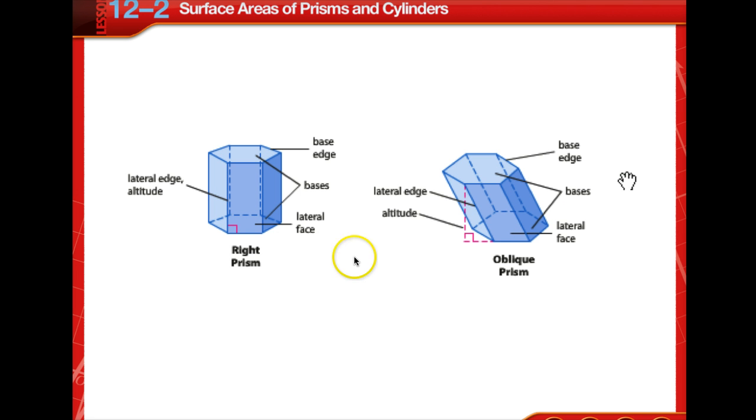Recall that a prism is a polyhedron with two parallel congruent bases. In a right prism, the lateral edges are altitudes and the lateral faces are rectangles. In an oblique prism, the lateral edges are not perpendicular to the bases. At least one lateral face is not a rectangle.